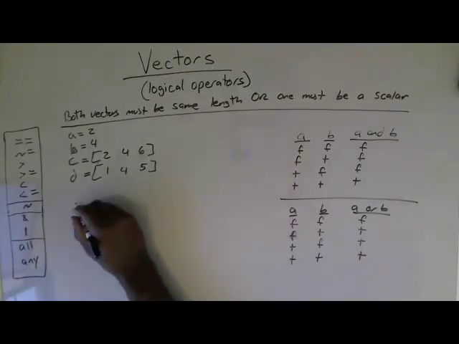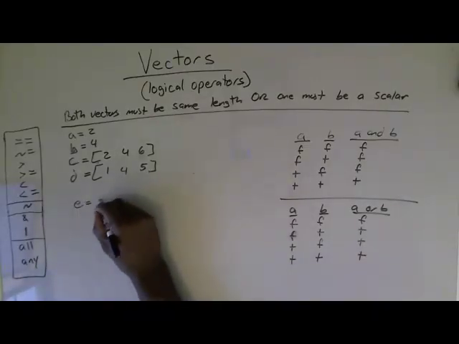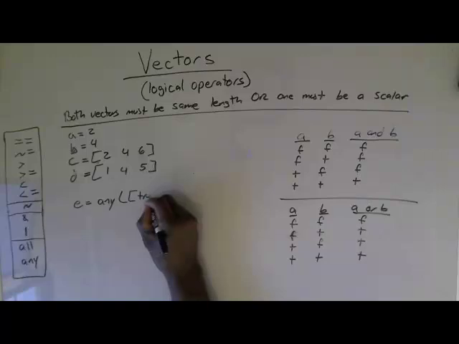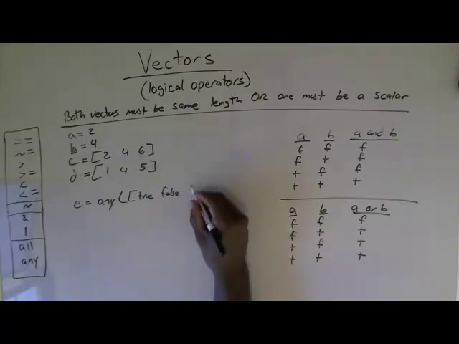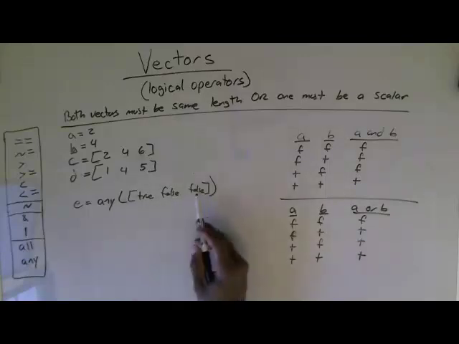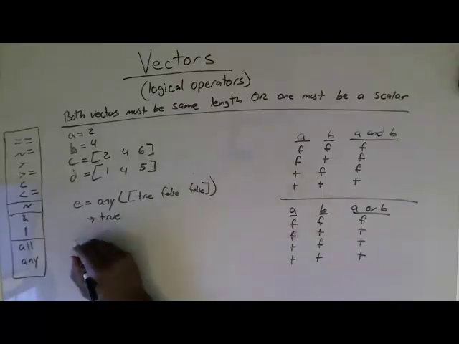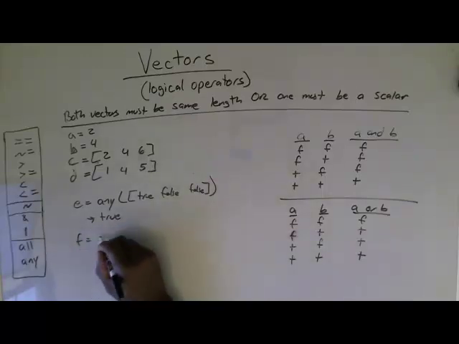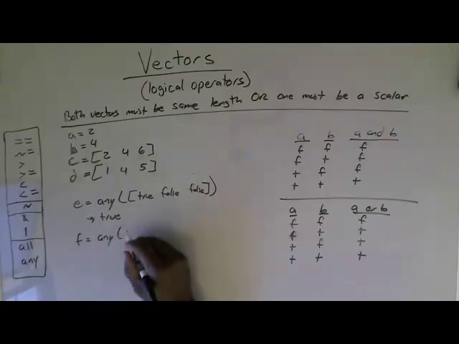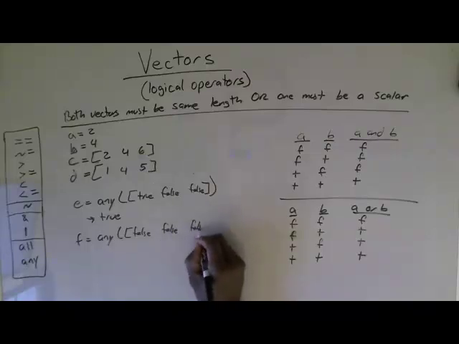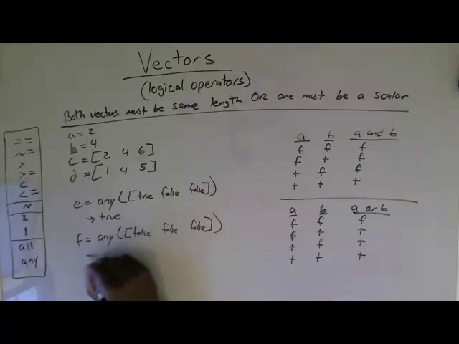Likewise, if I come through and do any sort of works the other way. So if I had E equals any true, false, true, I'll make this one false. So what any says is if anything in that vector is true, then the answer is true. And the only way to make any false is everything in the vector has to be false.